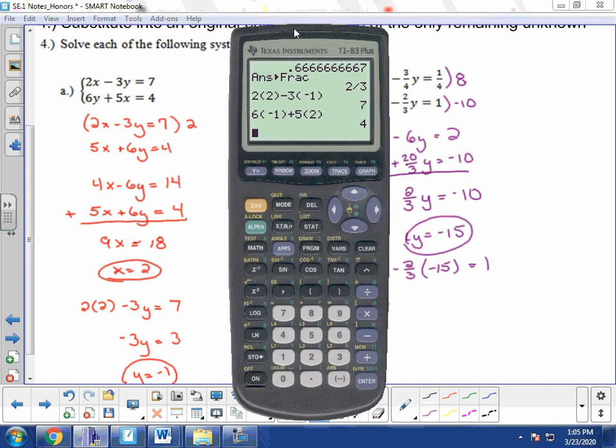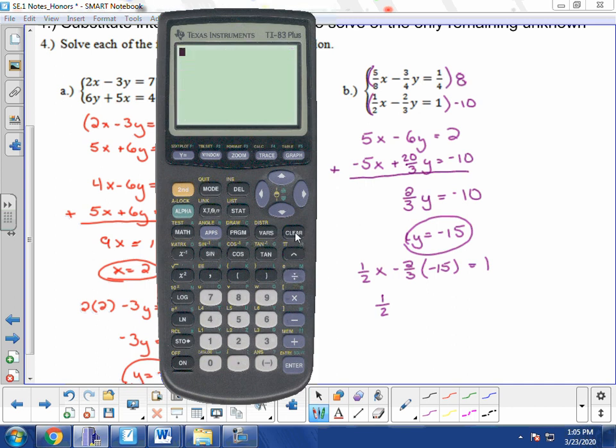Negative 2/3 times negative 15. If you need to do that in your calculator, you can. I'll go ahead and do that on this specific one so you guys can see it. Negative 2/3 times negative 15 would give me 10. So this is basically 1/2 x minus 10. So I'd add 10 to both sides, and that would give me 11. Then I'd multiply by 2 to get rid of this 1/2. So x equals 22.